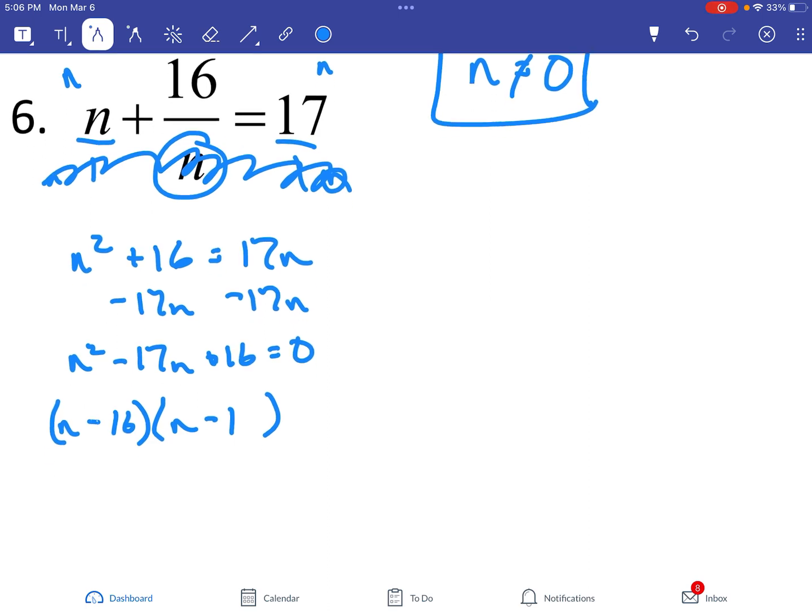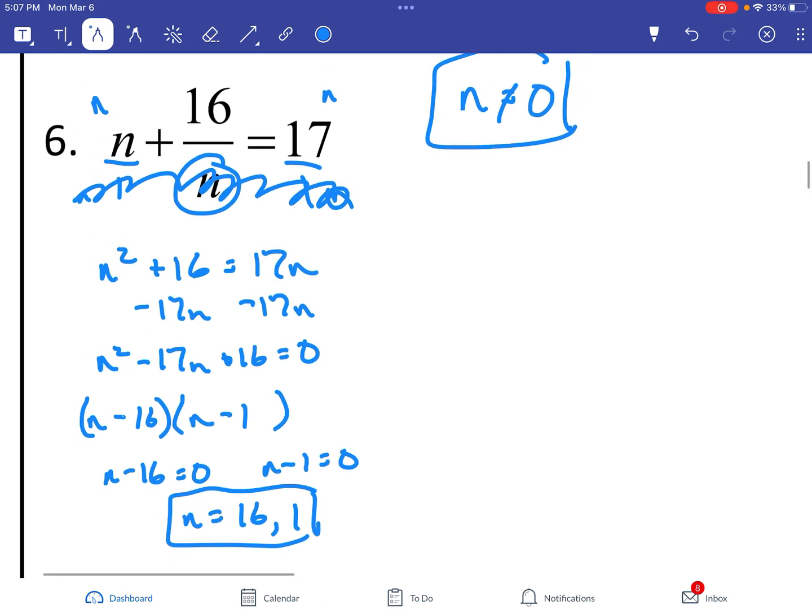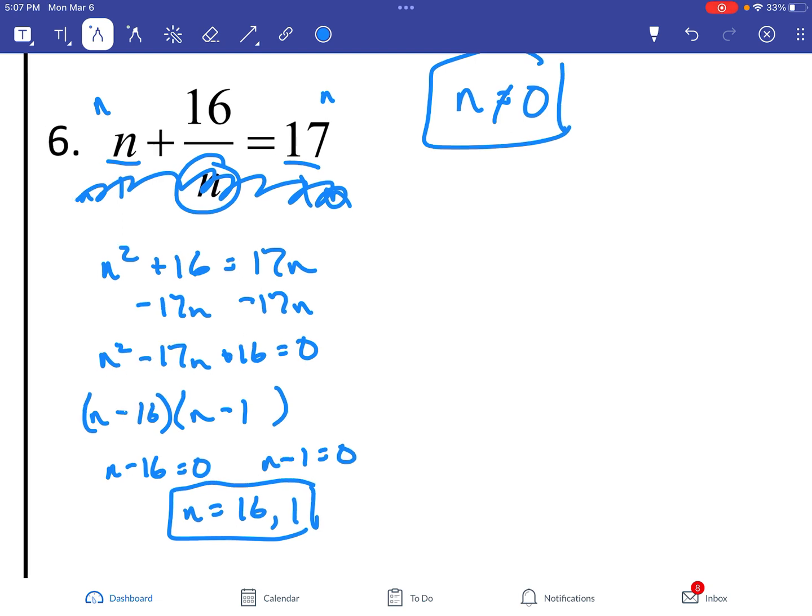We take both of those factors and set them equal to 0. You'll get n is equal to 16 and positive 1. Since none of those numbers is 0, from the domain restrictions, we're good.